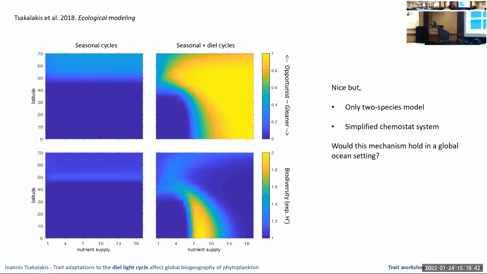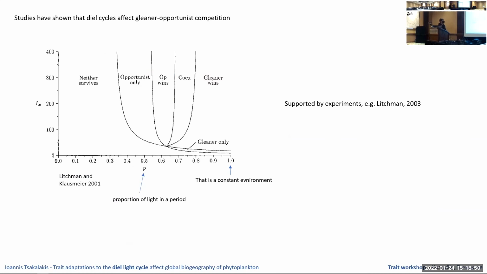it's only a 2 species model, it's still a simplified chemostat system, so we wonder if this mechanism would hold in a global ocean setting. Also, I want to mention that this mechanism of fluctuation-driven opportunist competition has been shown before. It's not new, like for instance in this figure from Litchman and Klausmeier. At a proportion of light in a day of 1, so only light and you don't have dark periods, the gleaner wins in a constant environment. But as you go to an environment that has half day and half night, as in this case, you have the opportunists dominating because of these fluctuations.